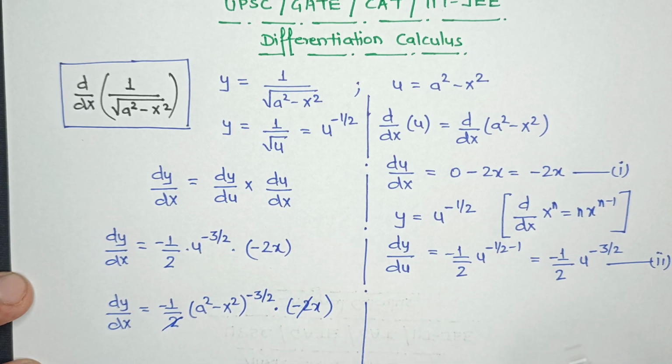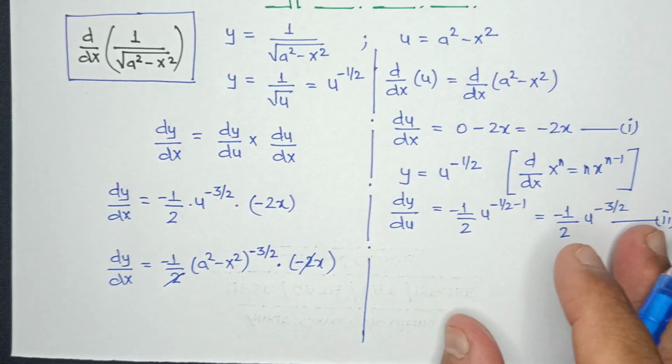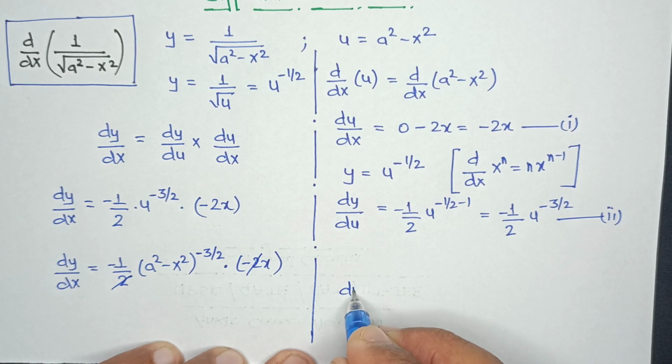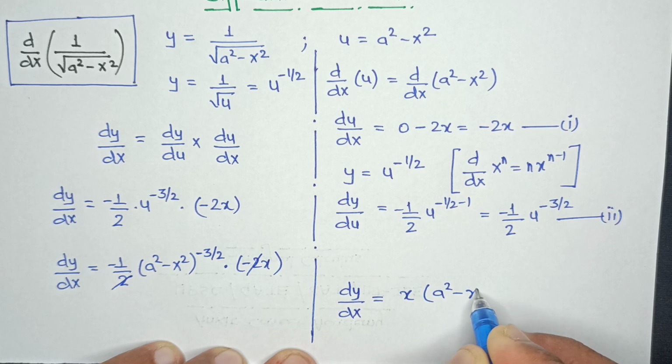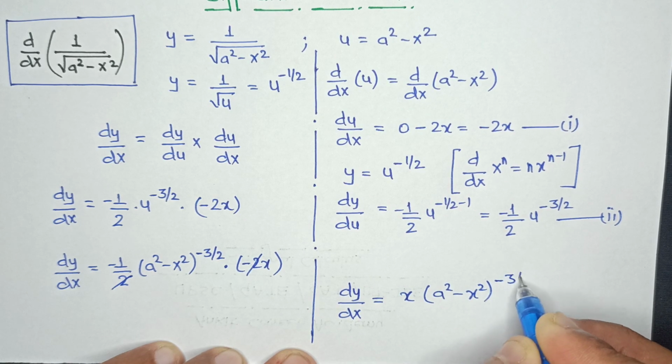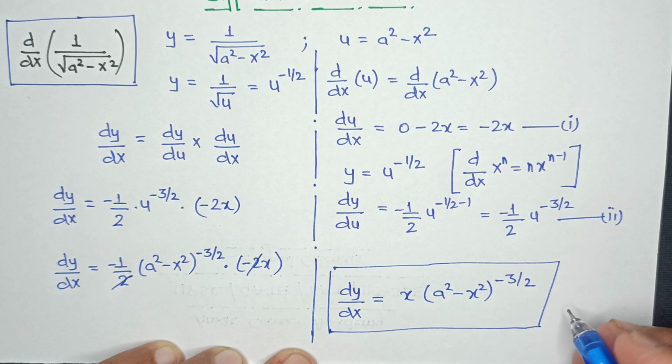So this 2 and 2 will get cancelled out, and finally let's write the answer here. The value of dy by dx that comes out as the answer is x multiplied by a square minus x square raised to the power minus 3 by 2. So this is the final answer that we were looking for.